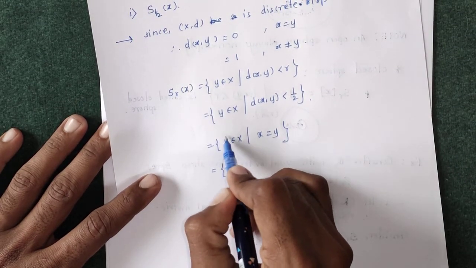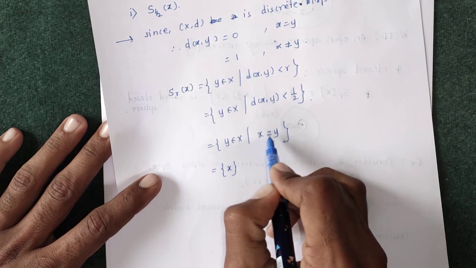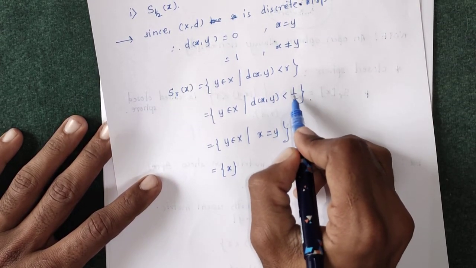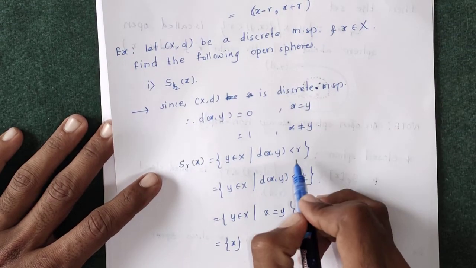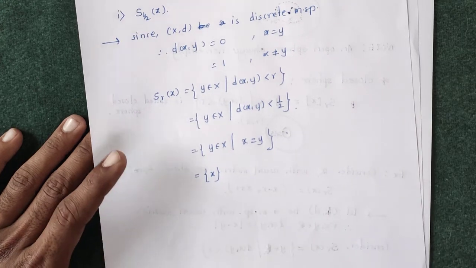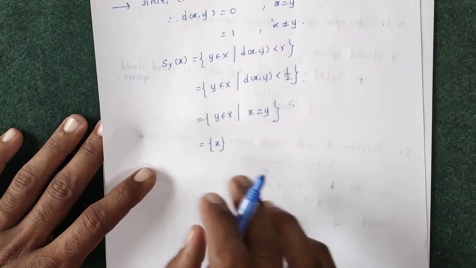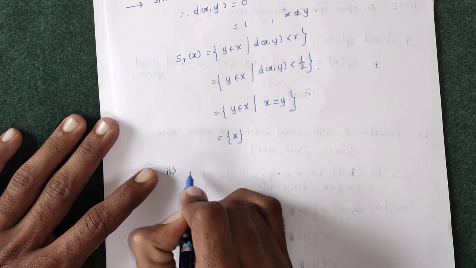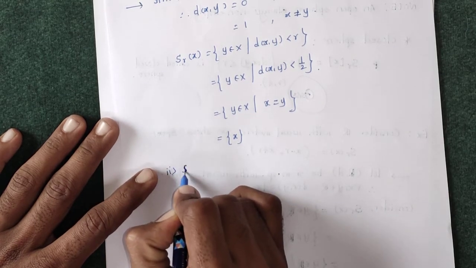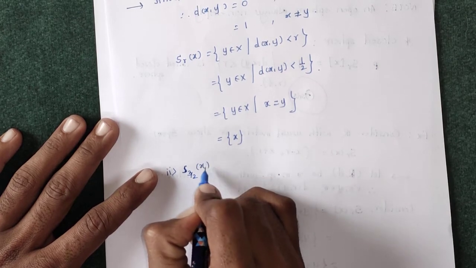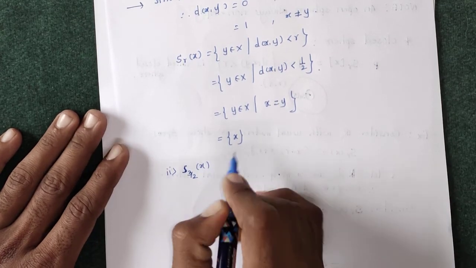If we take any y of that set x, then that y must be equal to x, since the radius is 1 by 2 and the only possibility for the distance of xy to be less than 1 by 2 is 0. So distance 0 means x is the only element in this open sphere. Similarly, the second example is 3 by 2 of x.